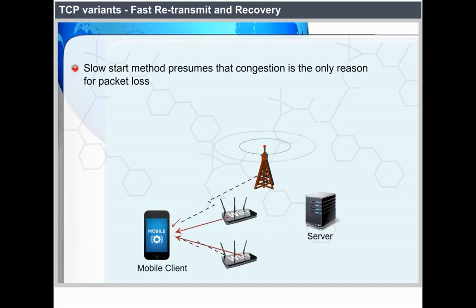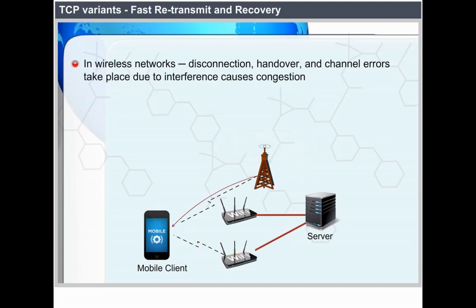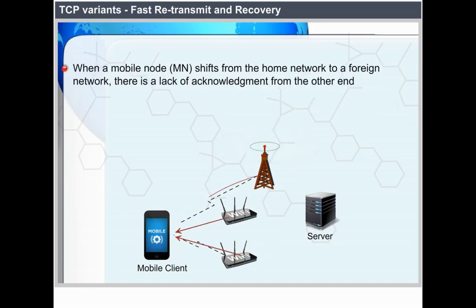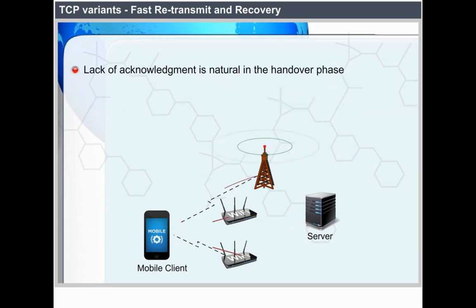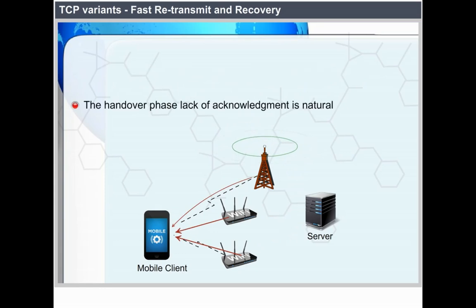Slow start method presumes that congestion is the only reason for packet loss. In wireless networks, disconnection, handover, and channel errors due to interference cause packet loss, not just congestion. When a mobile node MN moves from the home network to a foreign network, there is a lack of acknowledgement from the other end. During the handover phase, the lack of acknowledgement is natural.